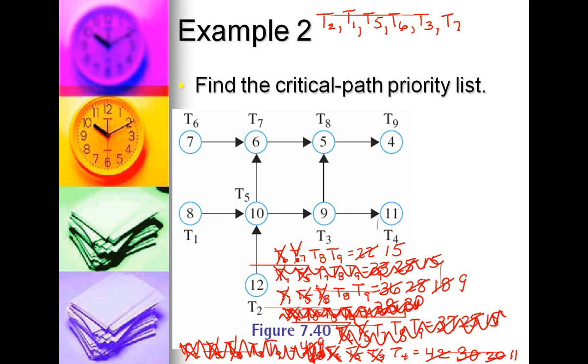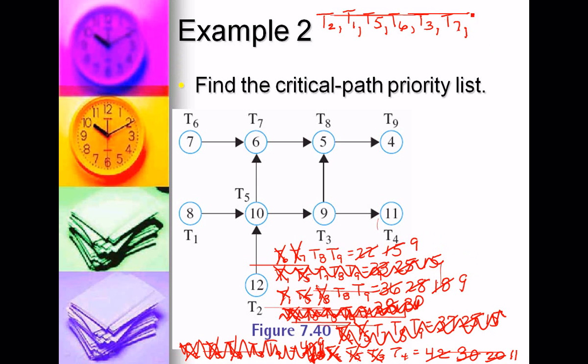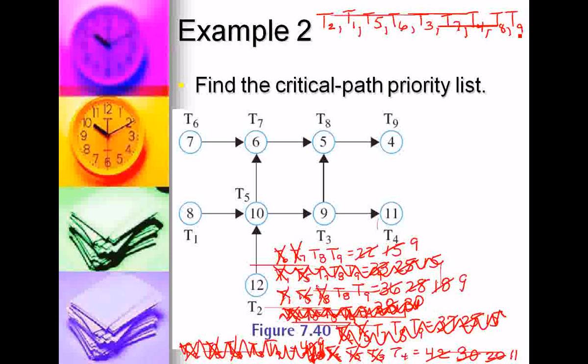So if I get rid of T7, length of 6, that brings me down to 9. Then I have 9s and 11. 11 is largest, so T4. And then what's left is T8, T9. And that's the critical path priority list.